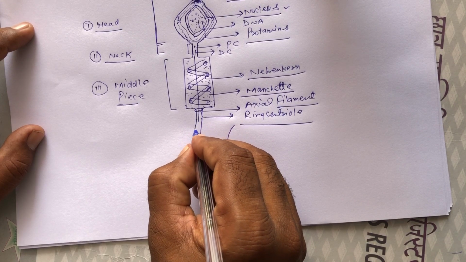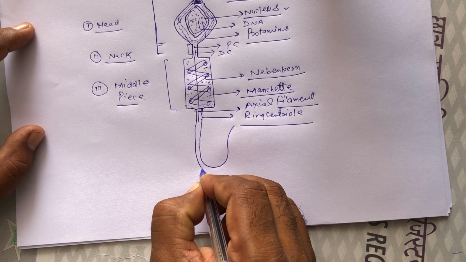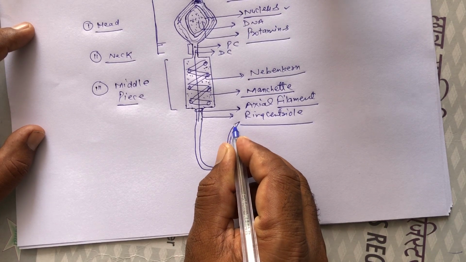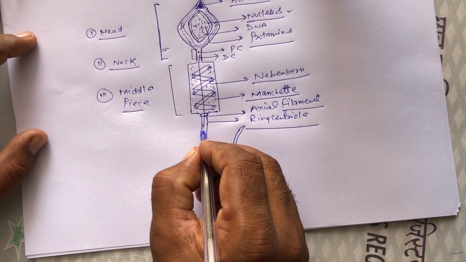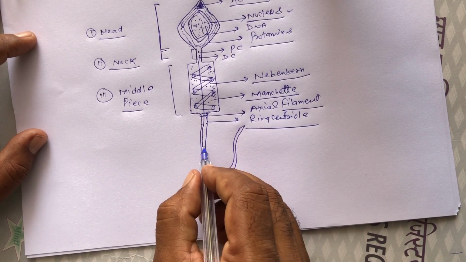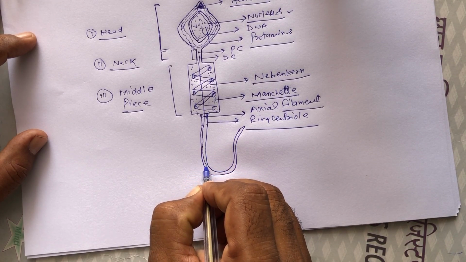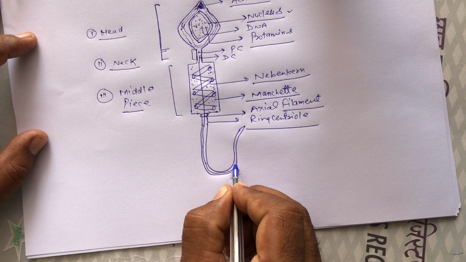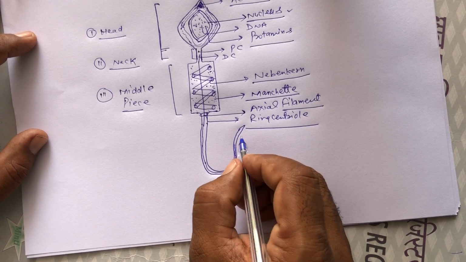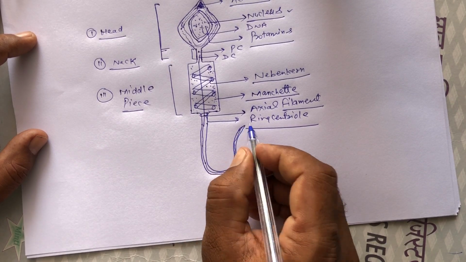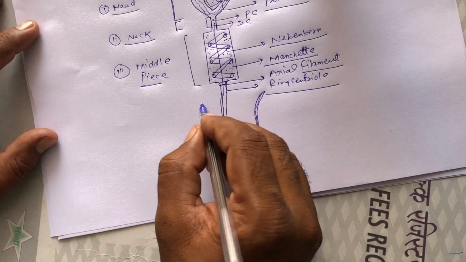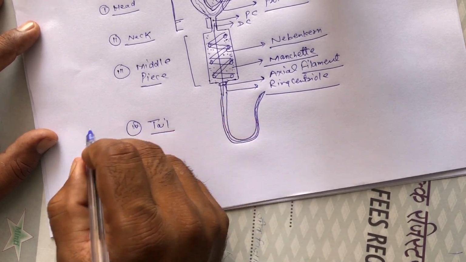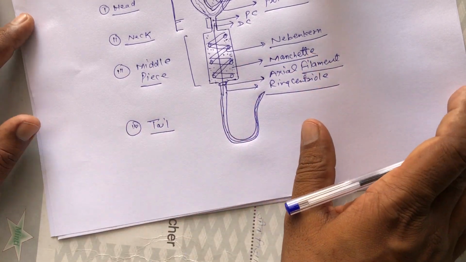This part is the tail. The axial filament forms the skeleton of the tail. This part is the tail, this part is the main piece, and this is the end piece.